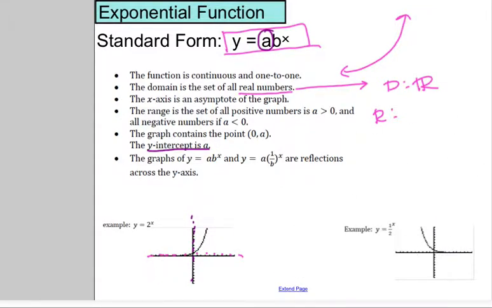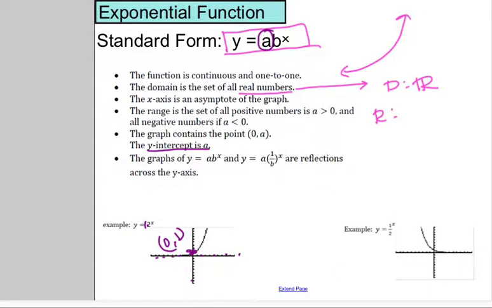Okay, so here are our two examples of our exponentials. Biggest things to remember, this point right here will always be 0, a. So in this case, it's 1 times 2 to the x, so 0, 1. So that's my starting value, and then there's always this asymptote here.